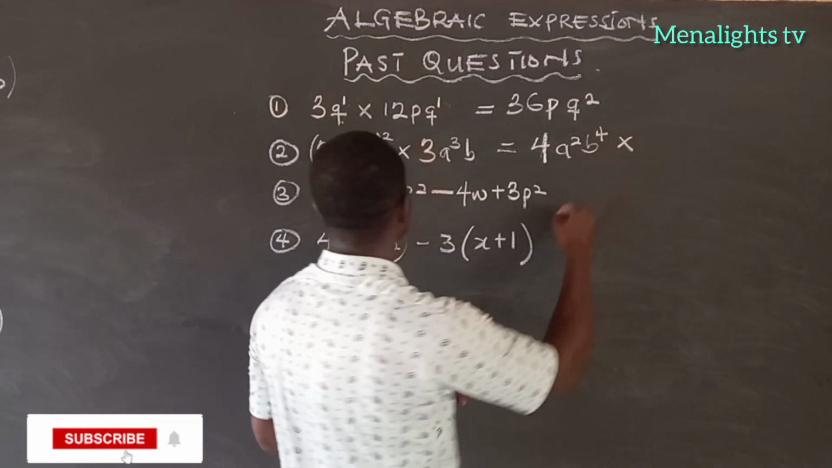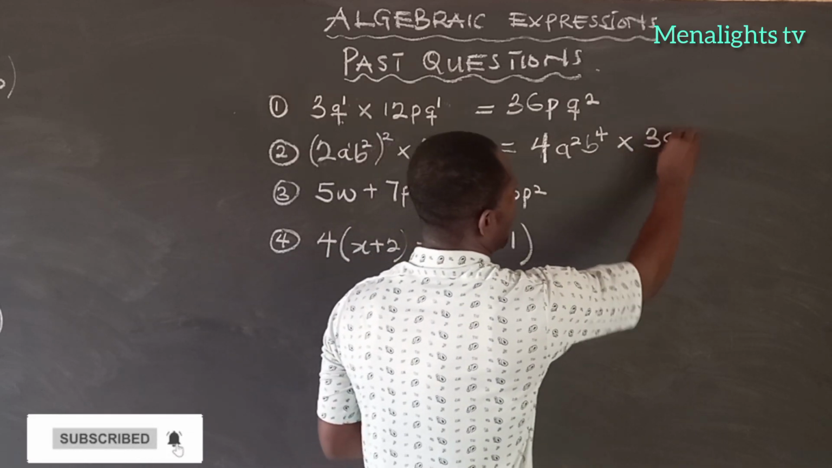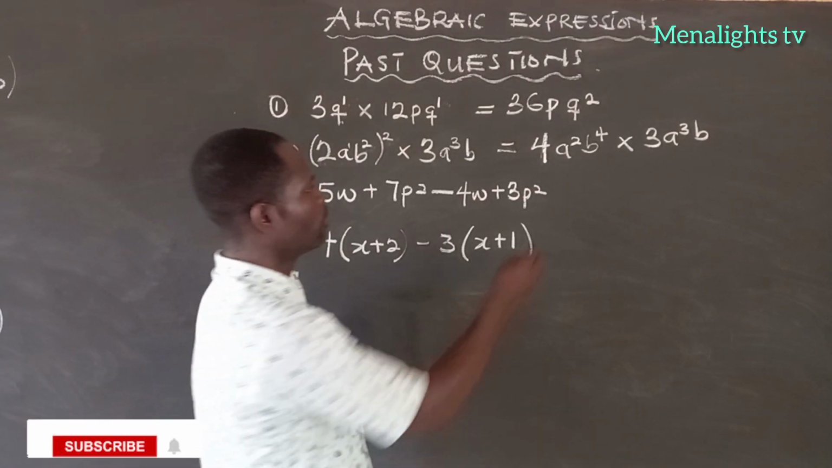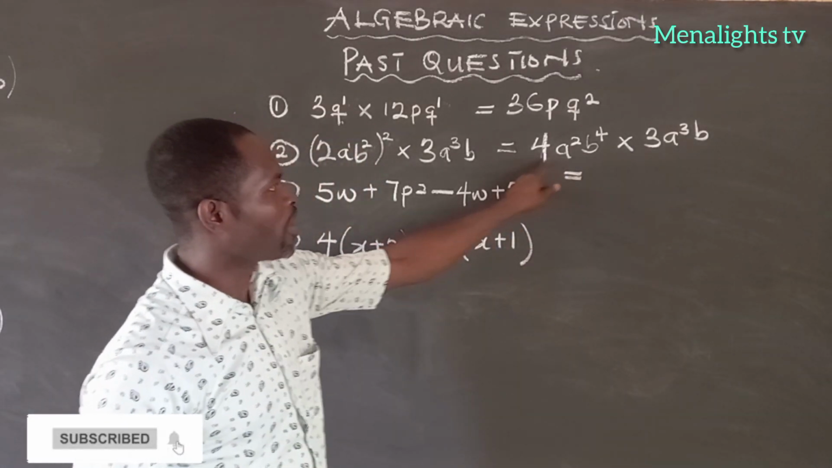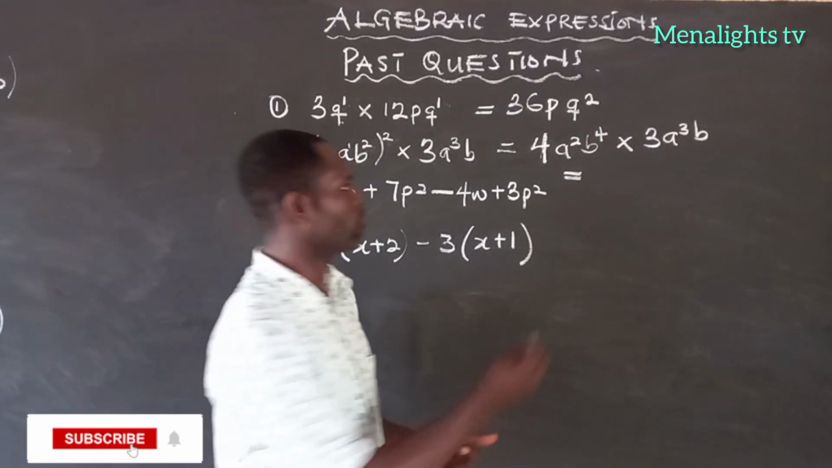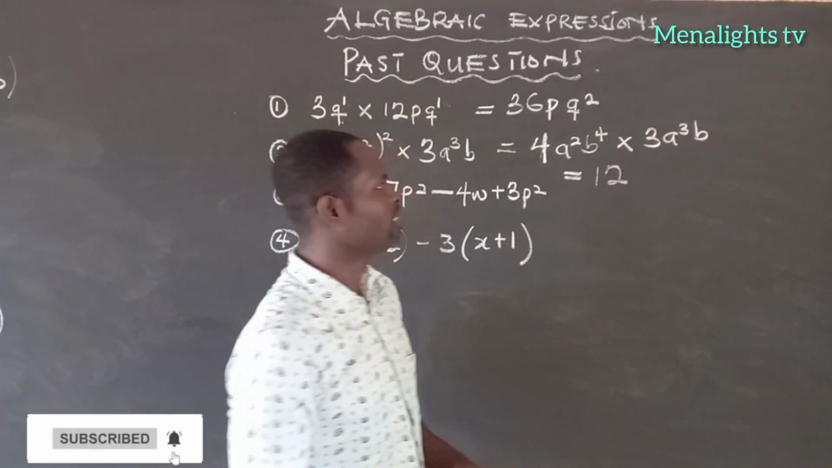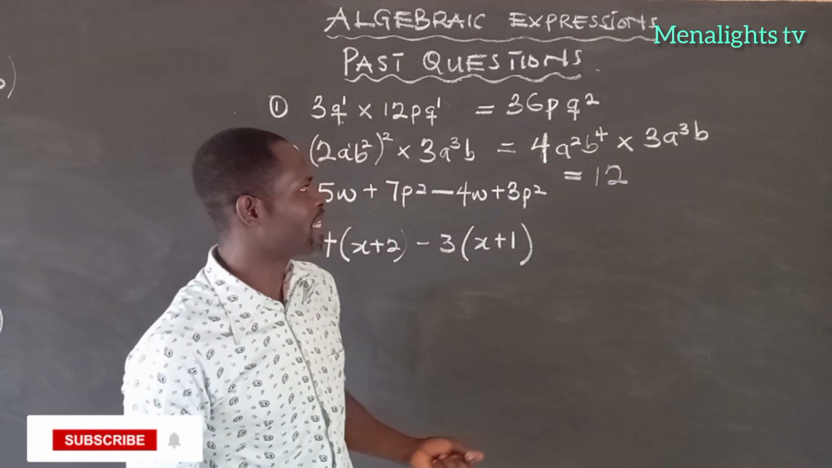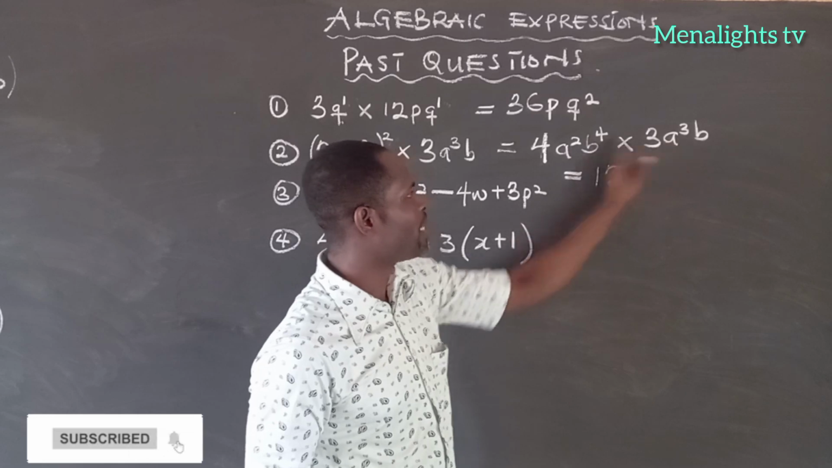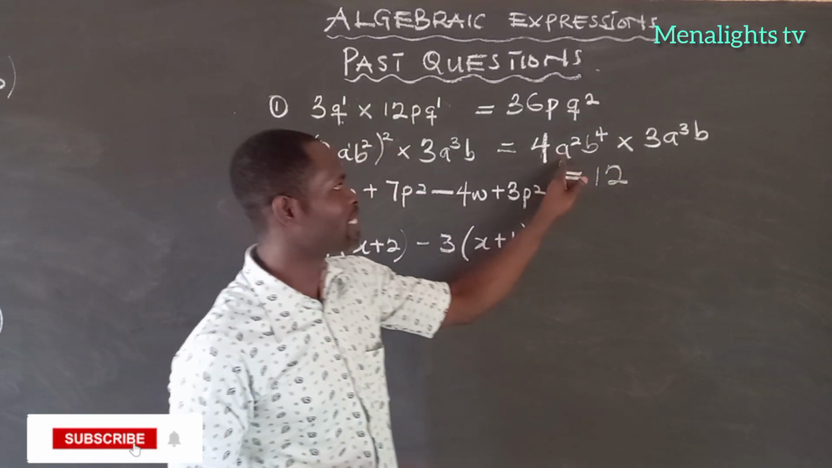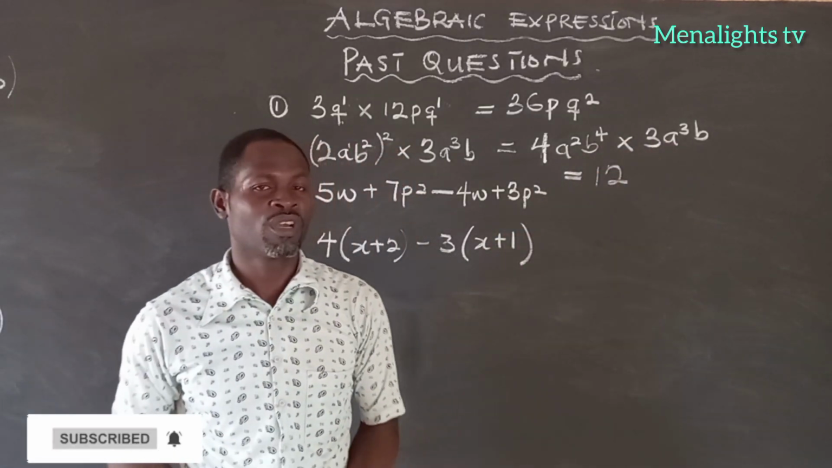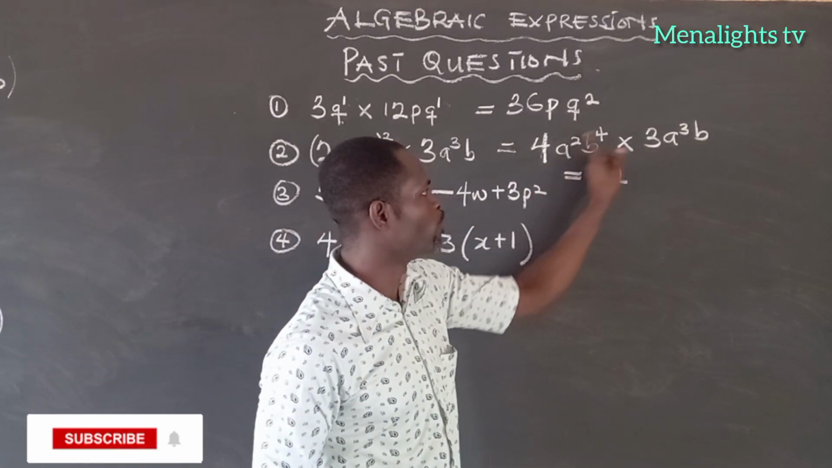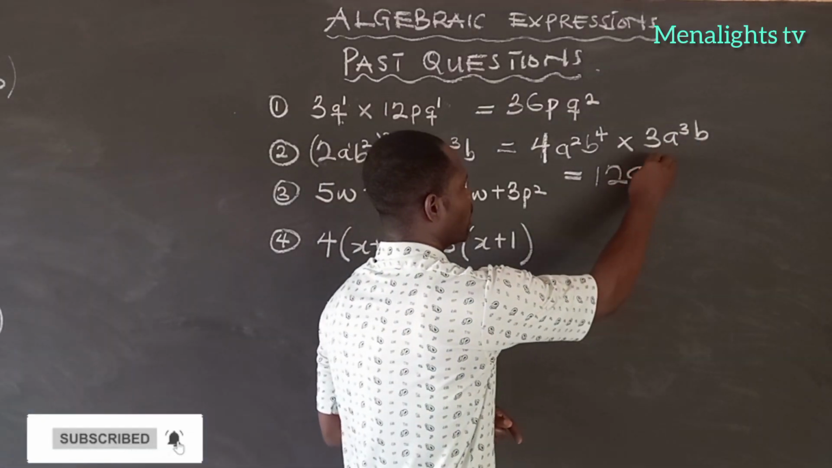This times 3a cubed b. So what we are going to have is the 4 times the 3 will give us 12. We have our 12 there. Then the a, we have the a squared and then a cubed. Now in this context, since the bases are the same, we go to the law of indices. If the bases are the same and then we have multiplication, we add the exponent. So it becomes a squared, then the 2 plus the 3 will give us a exponent 5.